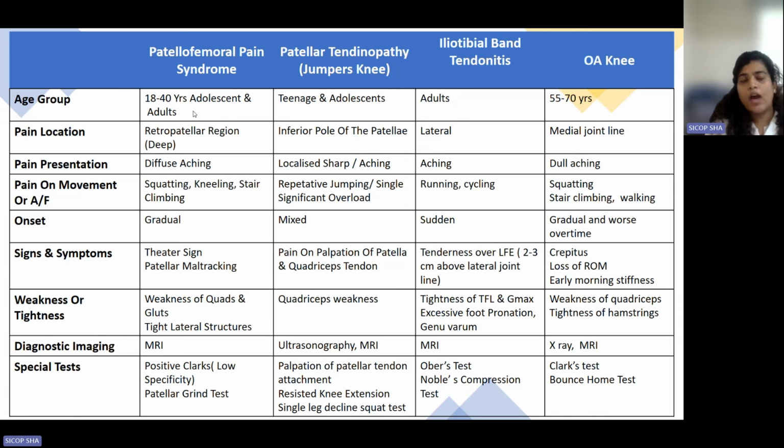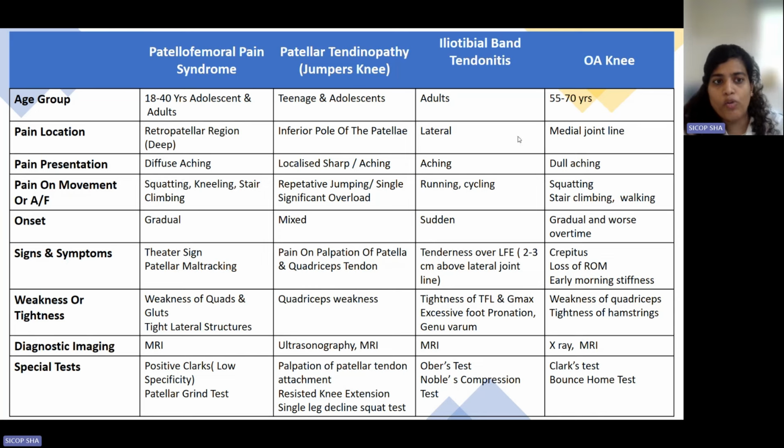See, some conditions, as I said, are very frequent in some age group. In the beginning slide, we had segregated the conditions according to the age group. For PFPS, we are seeing it most in adolescents and adults. PFPS is mostly seen in adolescents and adults, right?